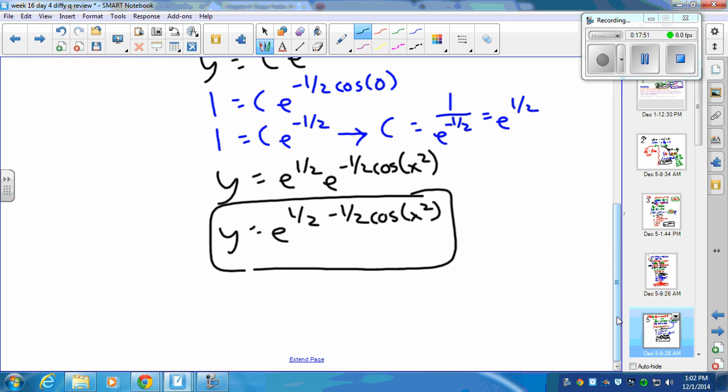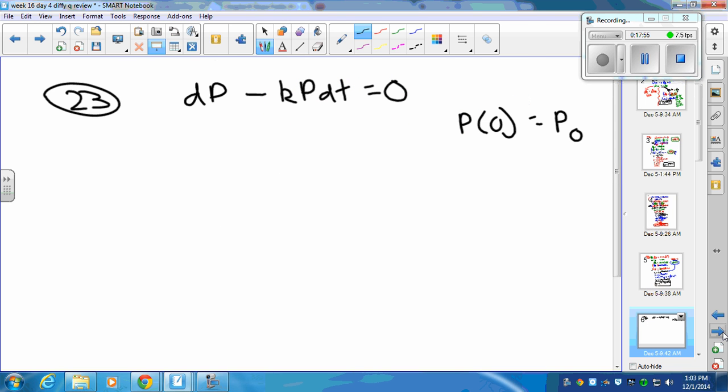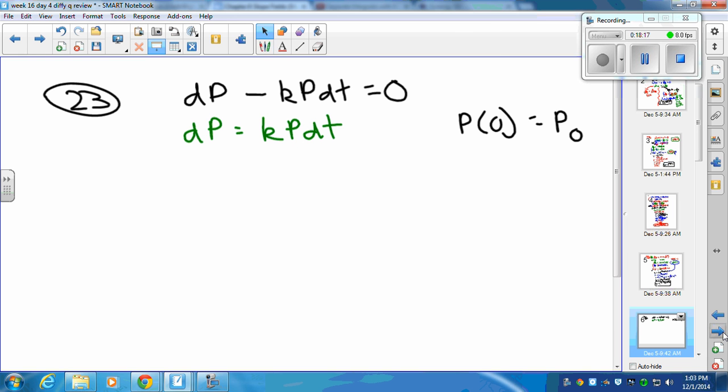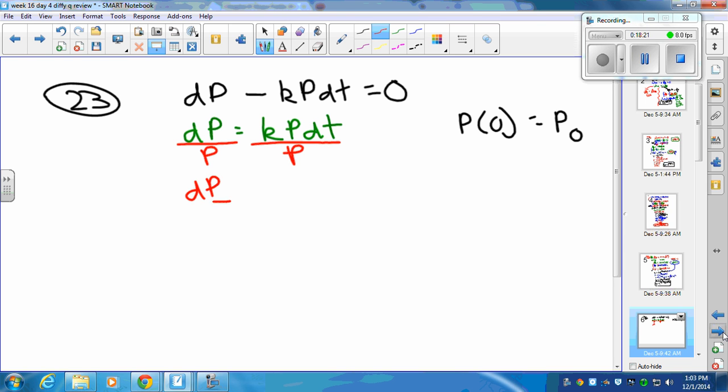If I'm going too fast, you can slow it down and hit pause and kind of look at the work that I've done on each of these problems. Okay, 23 looks weird because there's no dy over dx. There's just these dp's. They're kind of like, where'd the other part of the fraction go? It's okay. Look what happens. I'm going to move the thing over first. And then I need to get that p on the other side. So I got dp over p equals k dt.